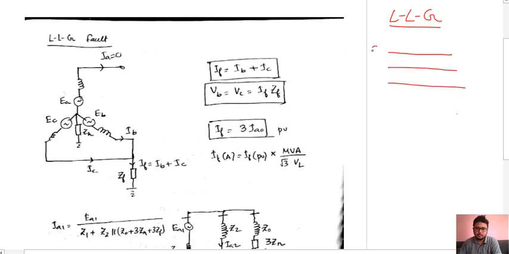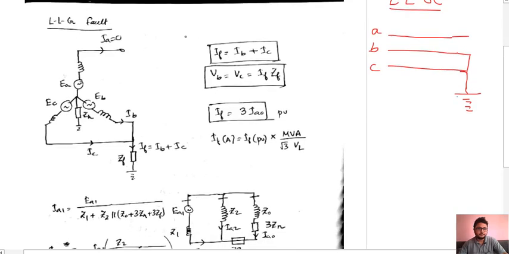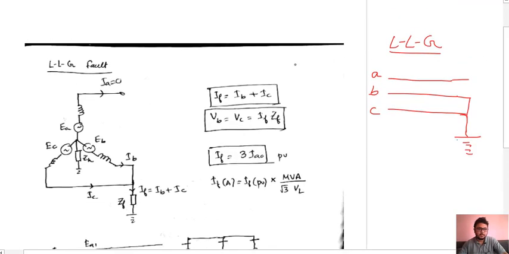So let me consider the phases as A, B and C. Here let the fault occur between B and C. Now the fault is occurring between B and C, and B and C will be connected to ground. This is the meaning of double line to ground fault. So let us see the diagram. Here you see the double line to ground fault.